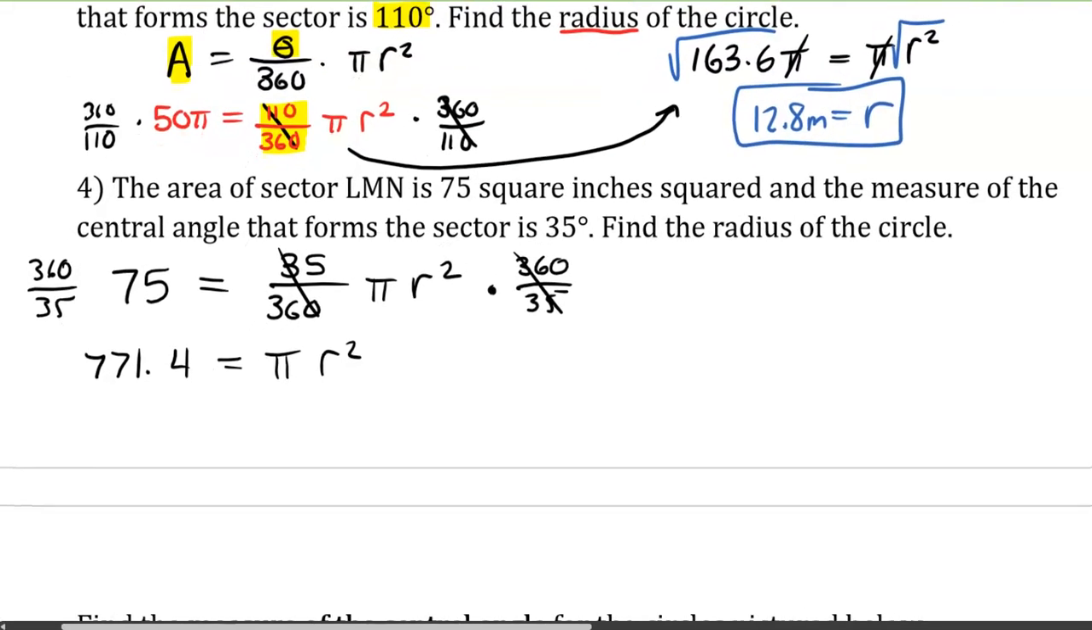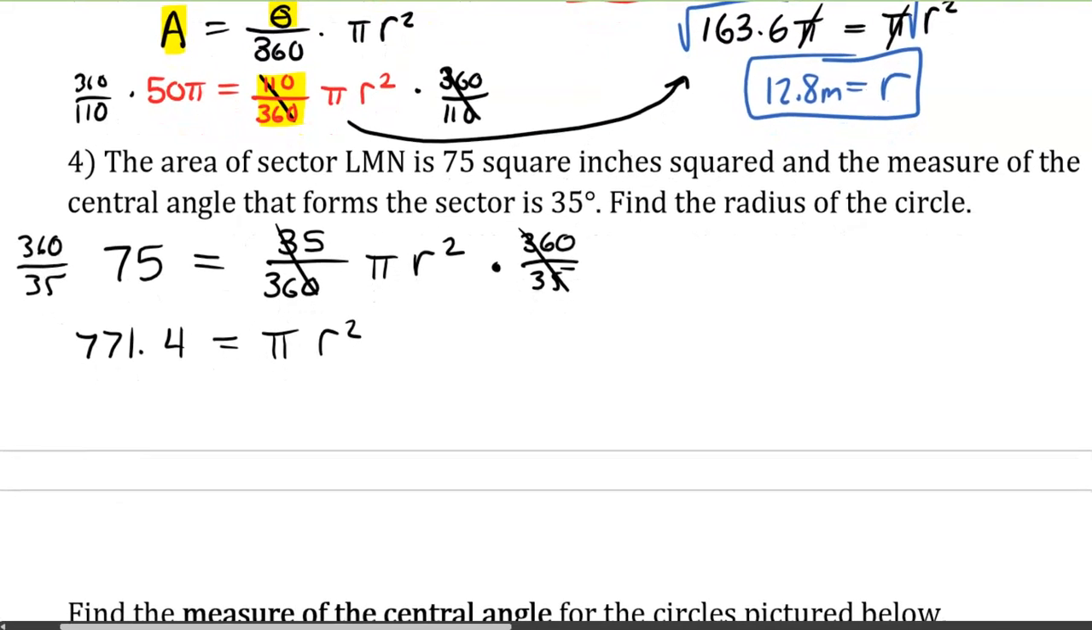I'm only partway through this problem because I wanted to talk about something here that has not happened in our other problems, and that is that the area of the sector here was not given in terms of pi. It was just given simply as 75. So I went ahead and did my first step. I multiplied both sides by the reciprocal, just like you should have done in the previous example.